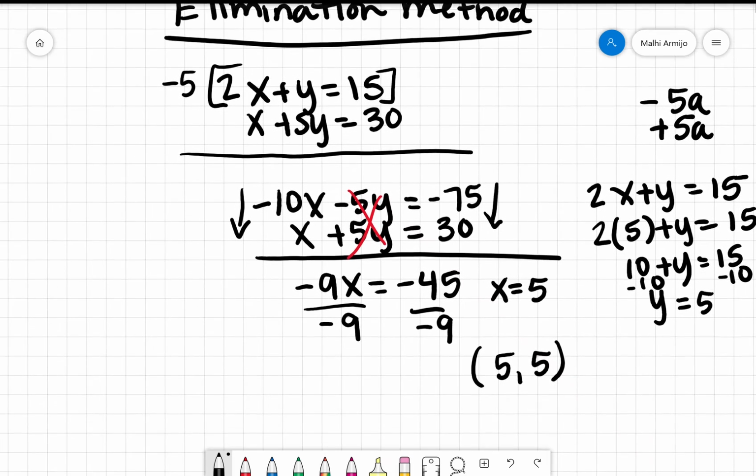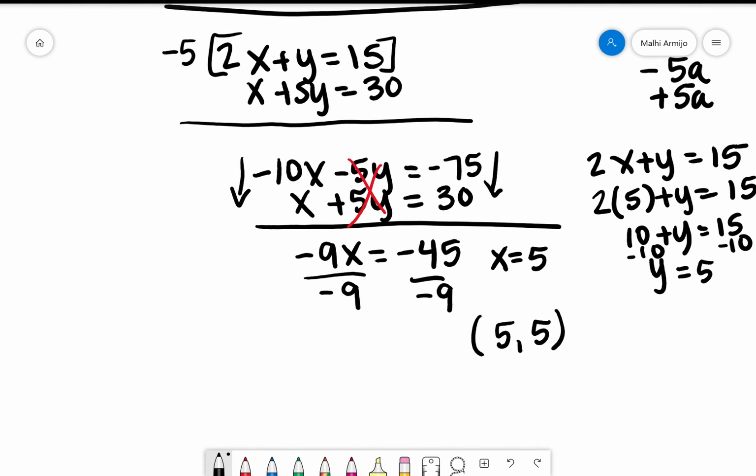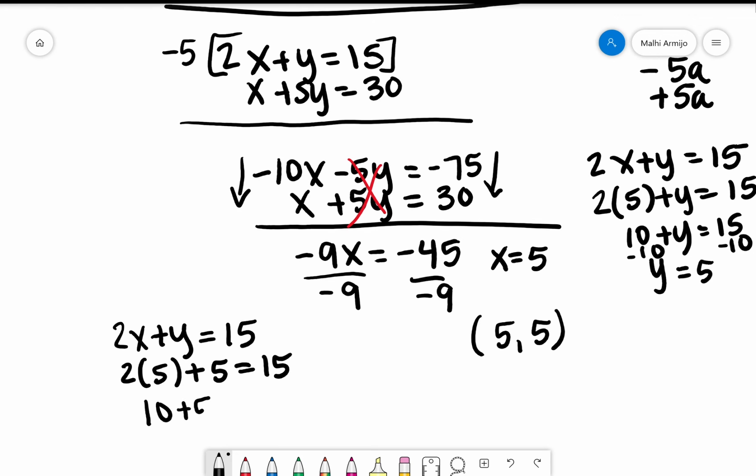Let me go ahead and do that for you. I'm going to use the top one. So 2x plus y is equal to 15. So 2 times 5 plus 5 is equal to 15. 10 plus 5 is equal to 15. And we know that that is true.